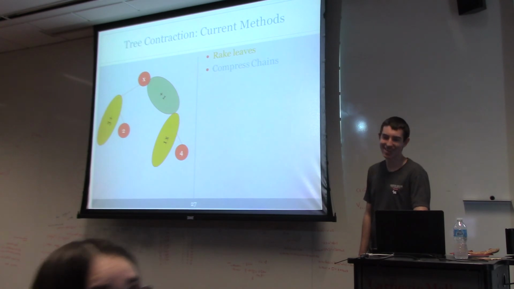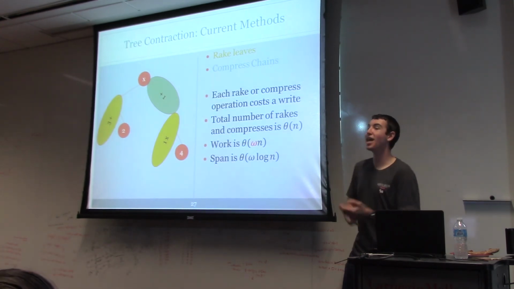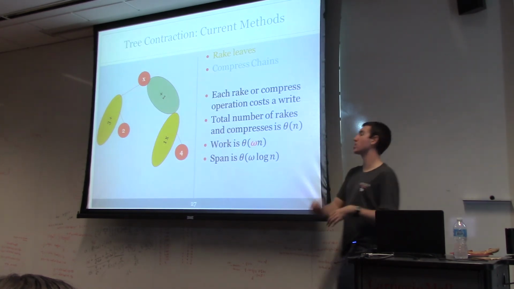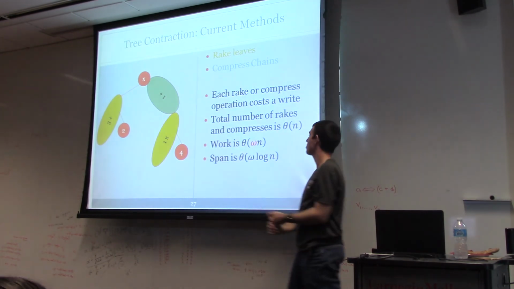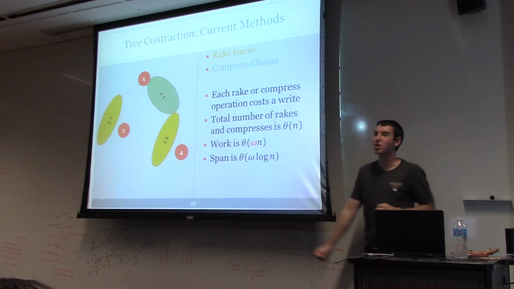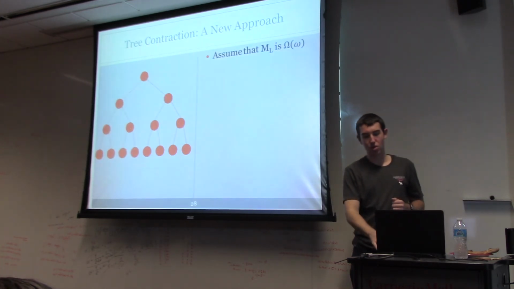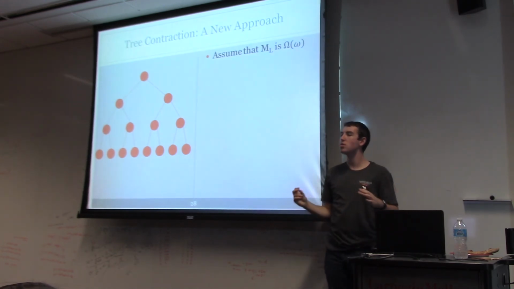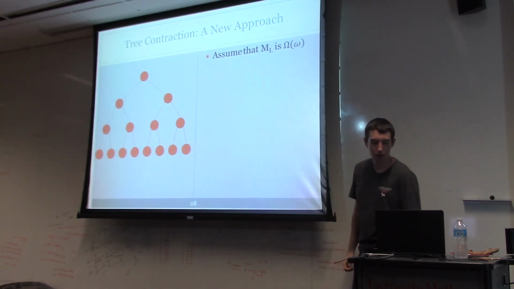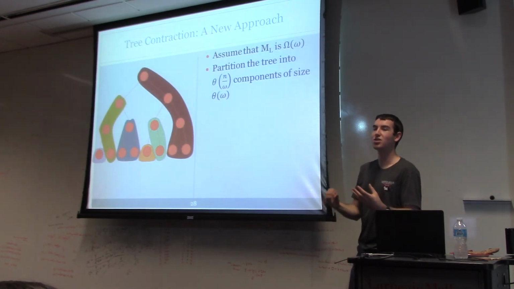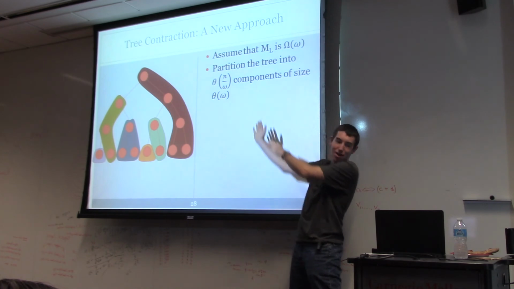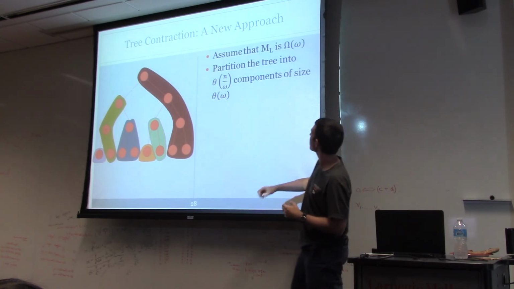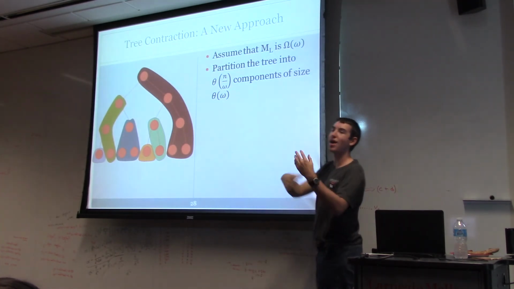Yeah, well, right. All right, so again, this has the thing where you have to communicate between processors explicitly, and you have to write everything out to the heap. So you have an omega factor on your work here that we would like to get rid of. So what we're going to do is first assume that our stack memory is big enough to hold about omega things in it. And then we're going to divide up our tree into some lovely artistic partitions. We're going to say that those partitions are of size omega, so that they fit in our memory, and we have n over omega of them.